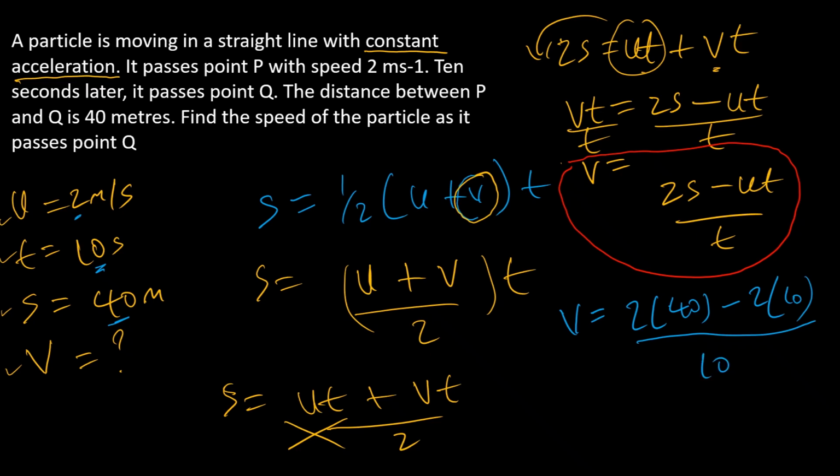So you calculate 2 times 40 is 80 minus 2 times 10, 20, divided by 10. 80 minus 20, that gives us 60. Now 60 divided by 10, that will give us 6. And we are looking for velocities, right? So our answer here is 6 meters per second. I hope that makes sense.